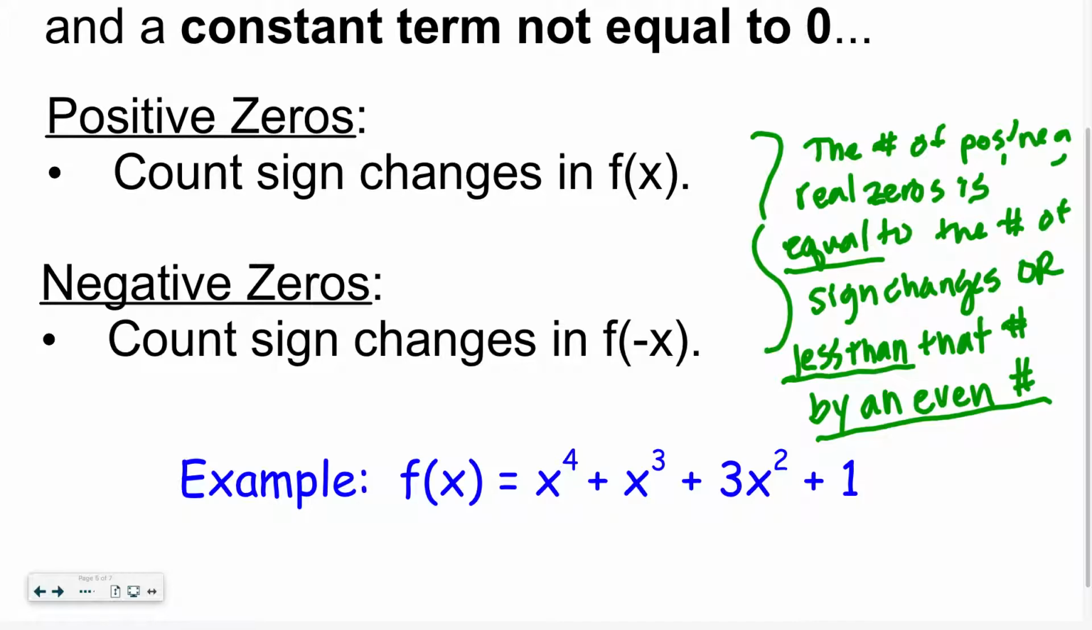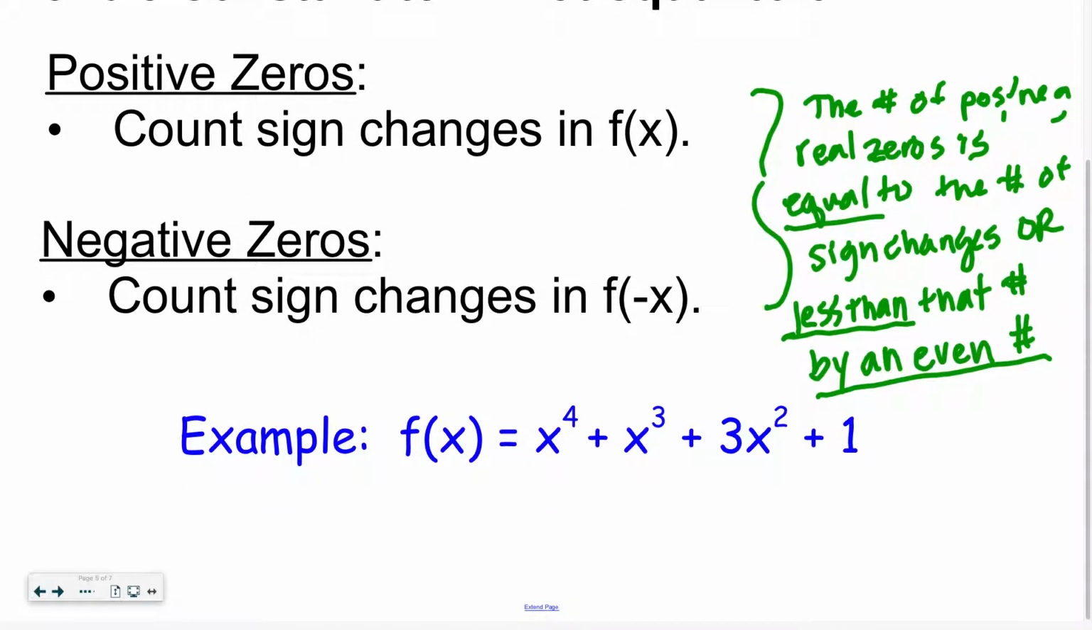Okay, let's look at this example just real quick to practice Descartes' rule of signs. x to the 4th plus x cubed plus 3x squared plus 1. For the positive real zeros, count the sign changes in the original function f of x. Do any of my terms change signs? Nope.